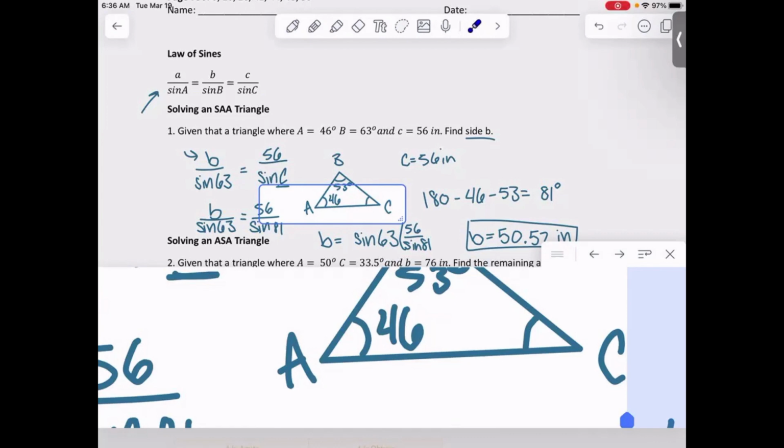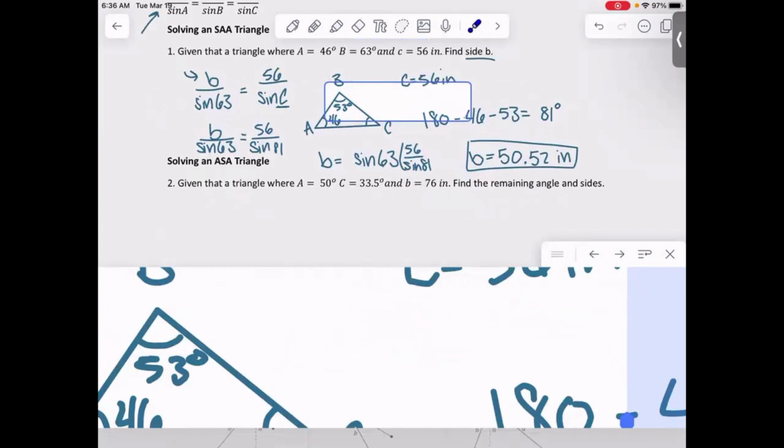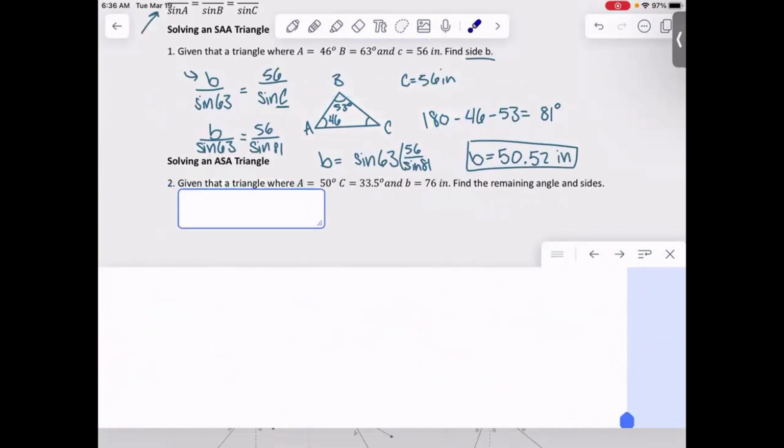You don't even need to draw this diagram every time. If it's helpful to you to draw the diagram, go for it, but it's not necessary. We'll talk about times where it is.